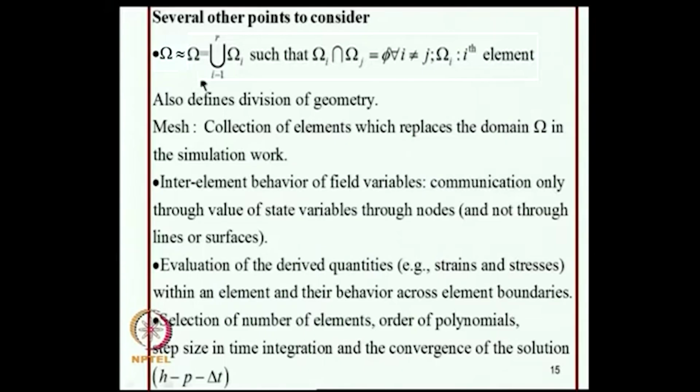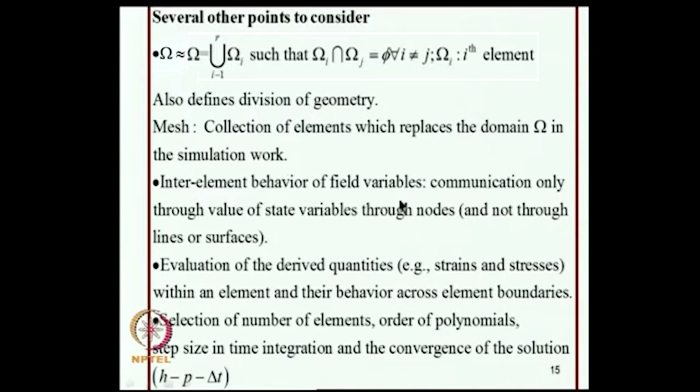So, we have defined element through this description. The given domain is partitioned into a set of R subdomains which are mutually exclusive and collectively exhaustive, and we call omega I the ith element. This also defines the division of geometry. Now, the word mesh is used to denote the collection of elements which replaces a domain omega in the simulation work.